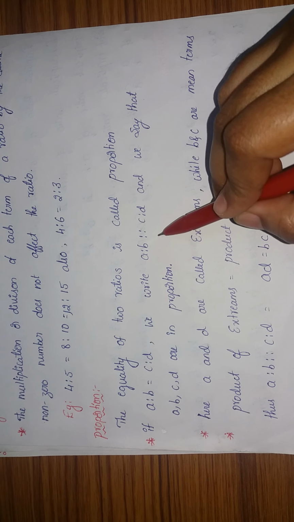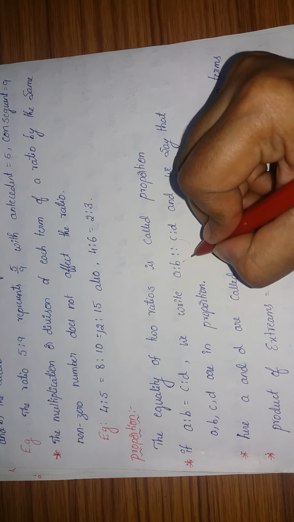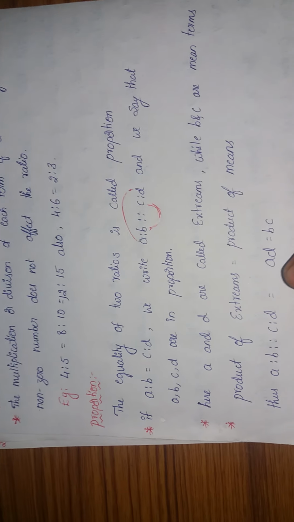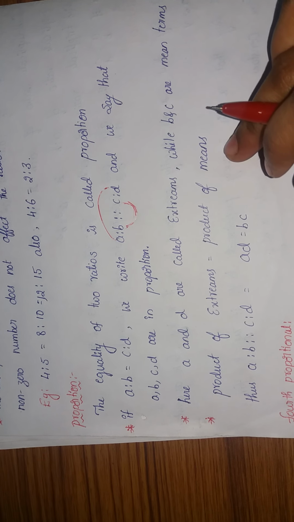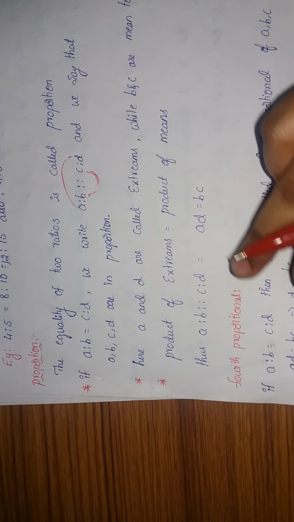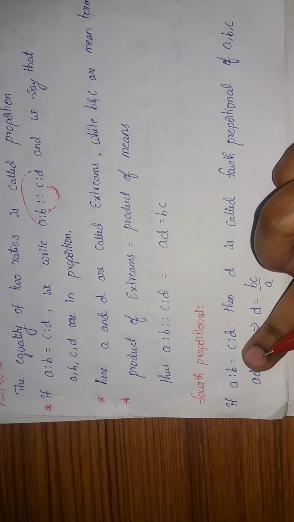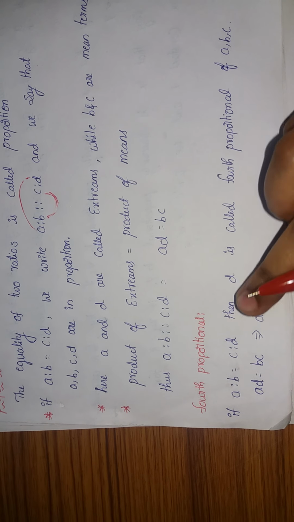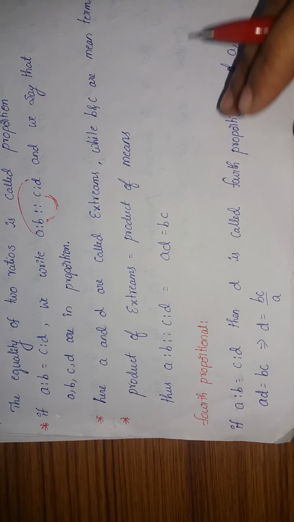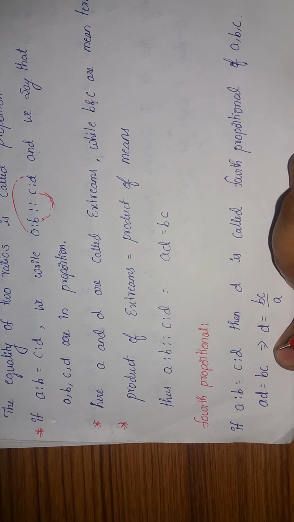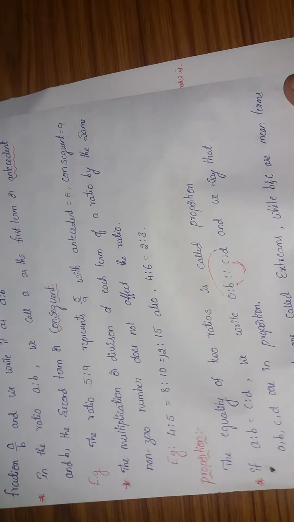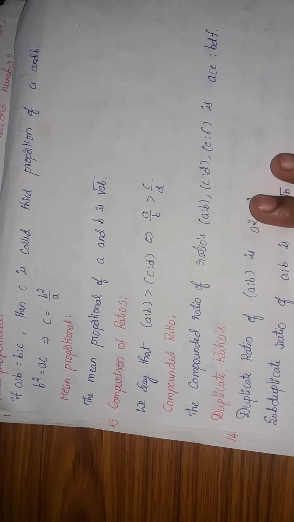We have a formula that the product of means is equal to the product of extremes. So, the product of extremes is equal to the product of means. Then AD is equal to BC. If we have a ratio like this, if A is to B is equal to C is to D, then here D is called the fourth proportional. By the formula, product of extremes is equal to the product of means, we can write D is equal to BC by A.